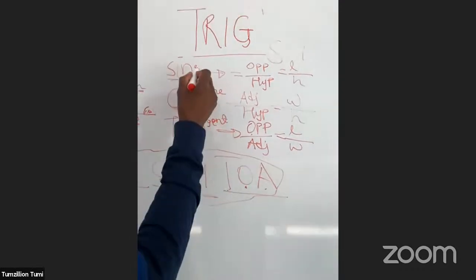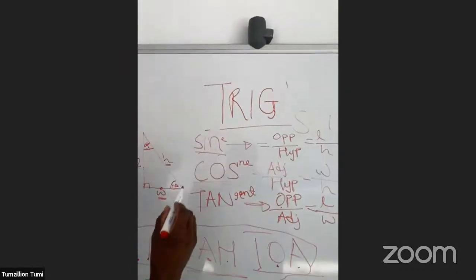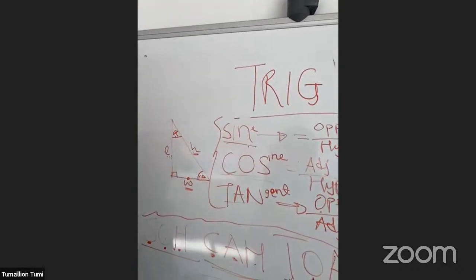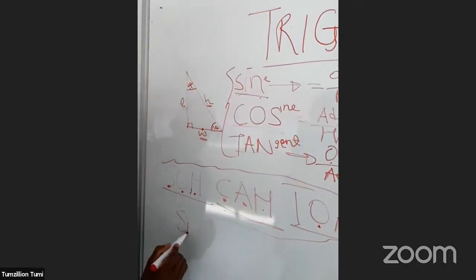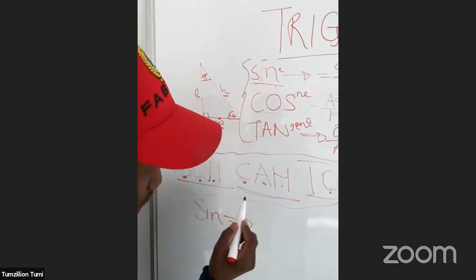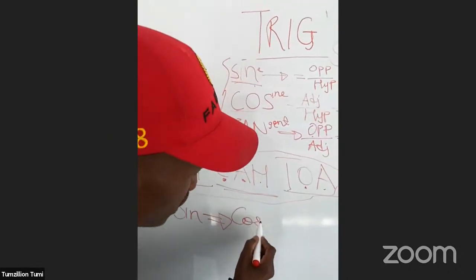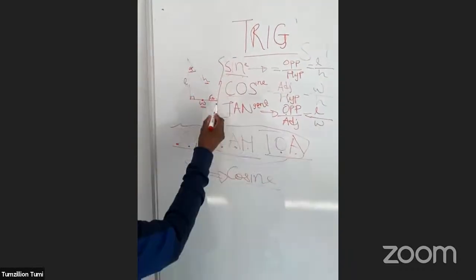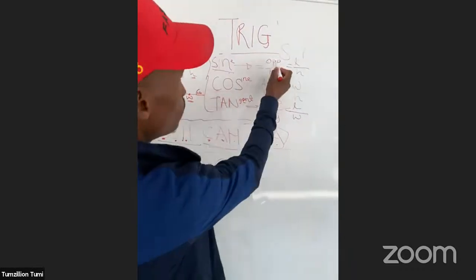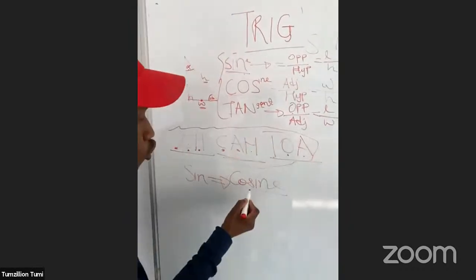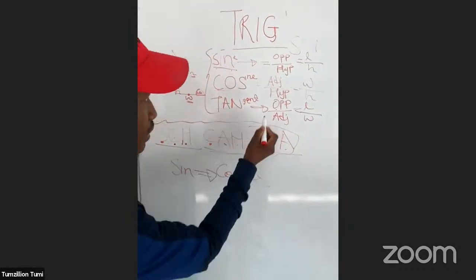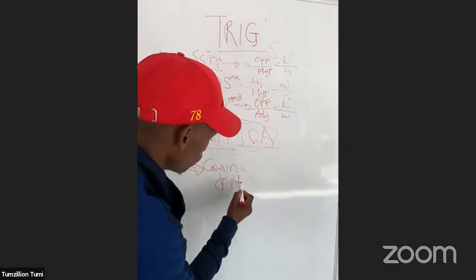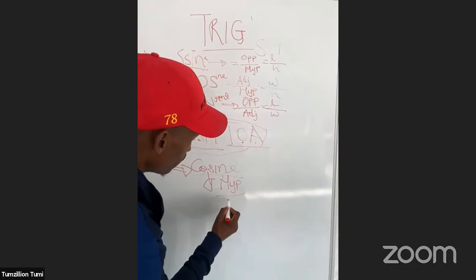Okay, and then of course I spoke about the inverses of these three functions or trig ratios, if you wish. So for sine, the inverse of sine is called cosecant. That means that if the sine of theta here is opposite over hypotenuse, the cosecant of theta will be the inverse of this. It will be hypotenuse all over opposite side.